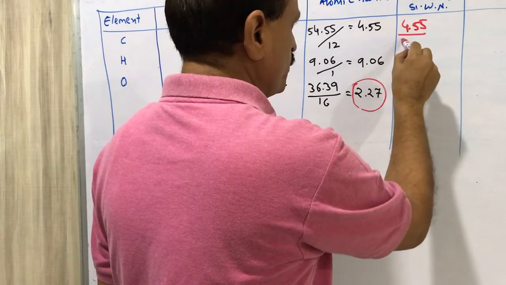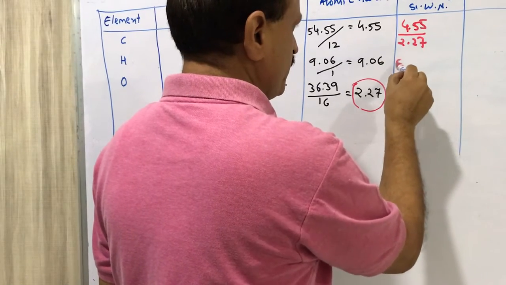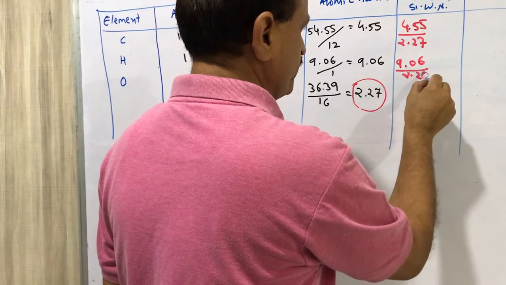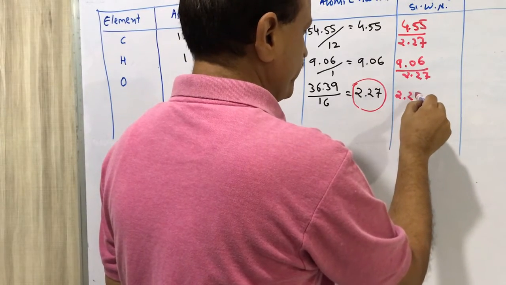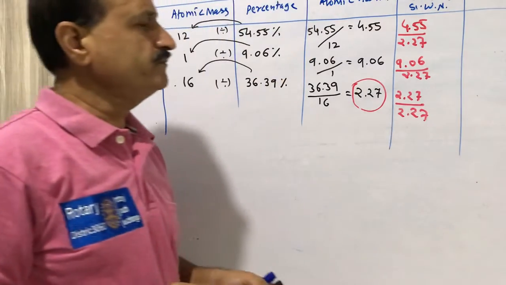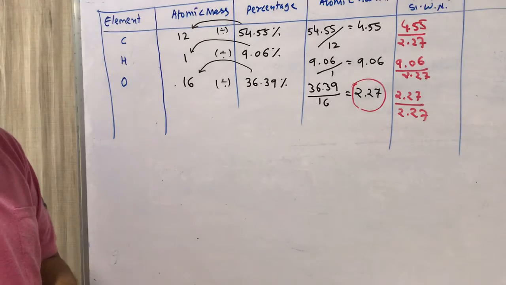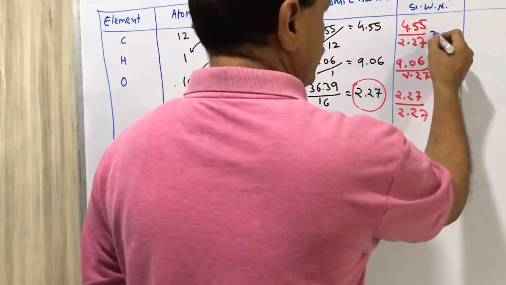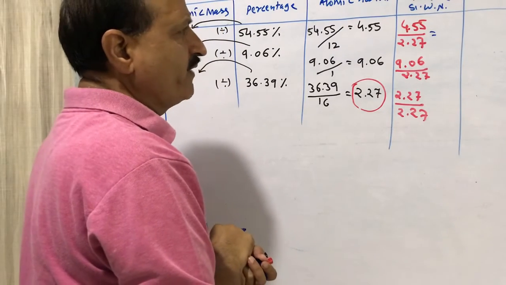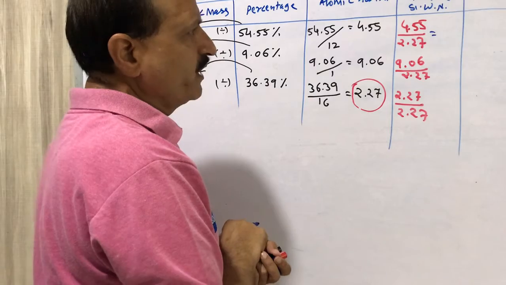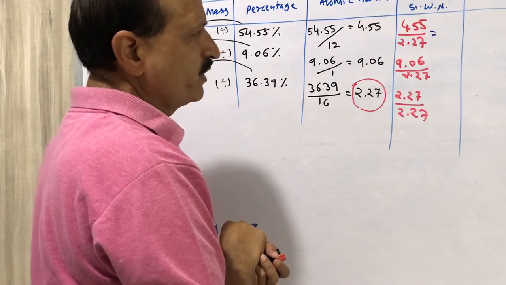4.55 upon 2.27, 9.06 upon 2.27 and 2.27 upon 2.27. So what will be the answer? Then you just divide 4.55 upon 2.27. What will be the value?